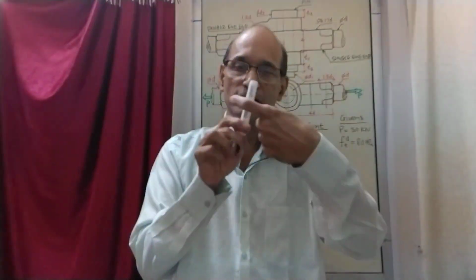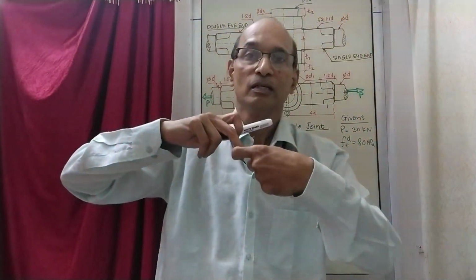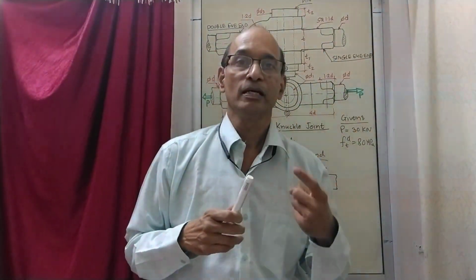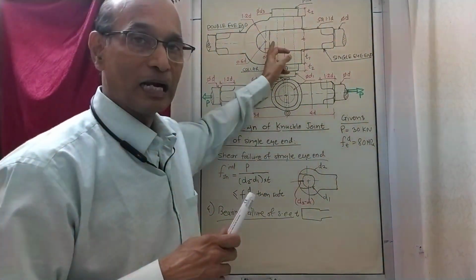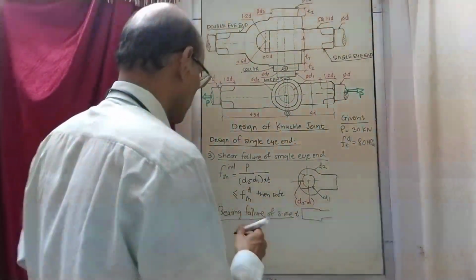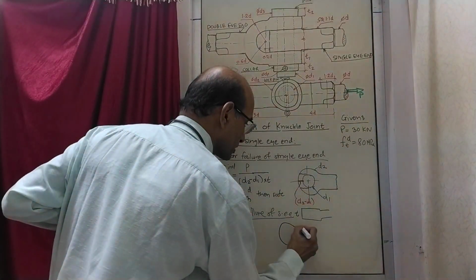So when this pin is in contact with the surface here, at this place there is a stress because of this contact and rubbing both. That stress is called the bearing stress. So bearing stress is going to be induced here, and we want to check whether it is less than the design stress or not. So first we'll draw the sketch here. The sketch could be something like this.